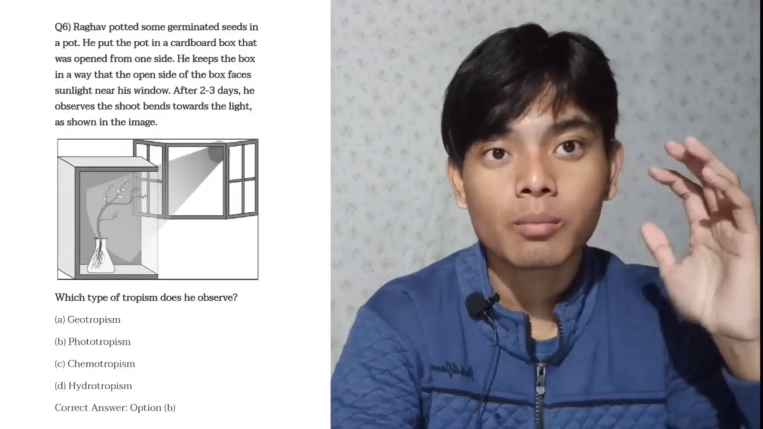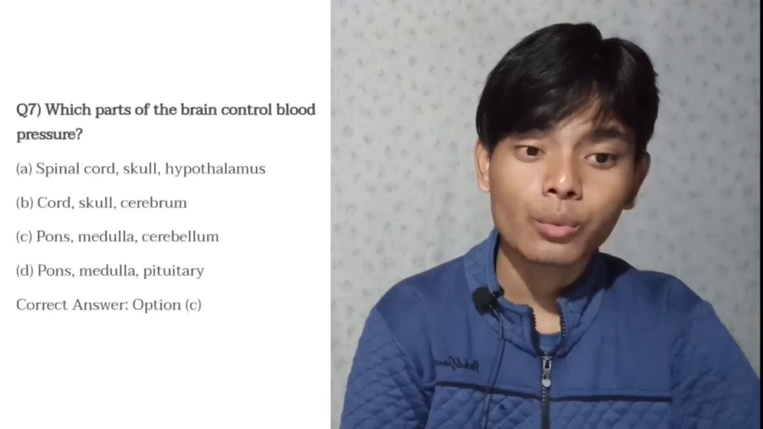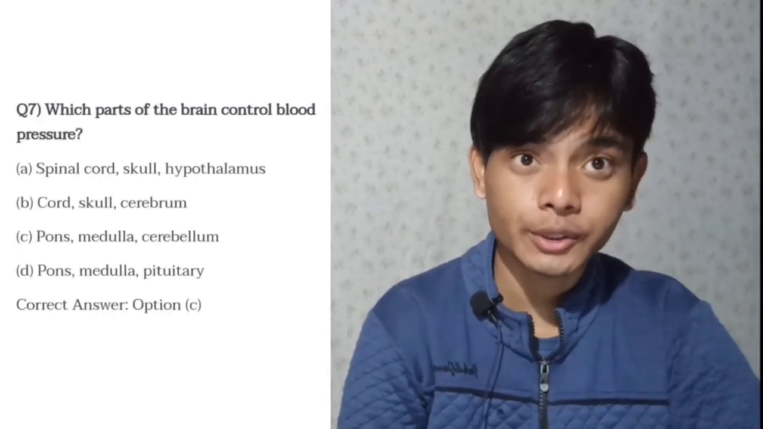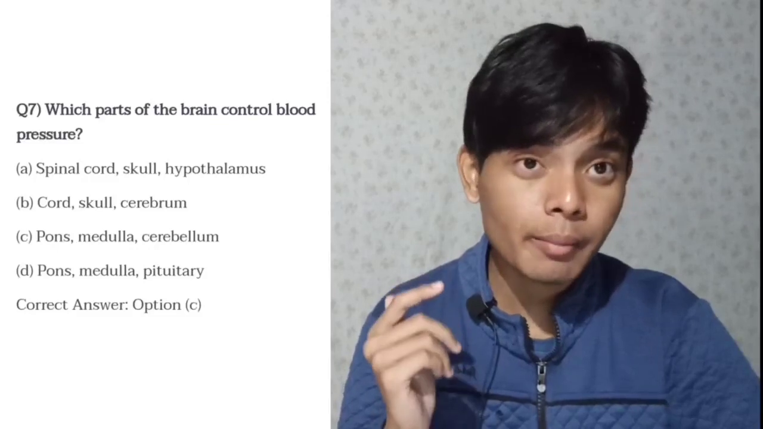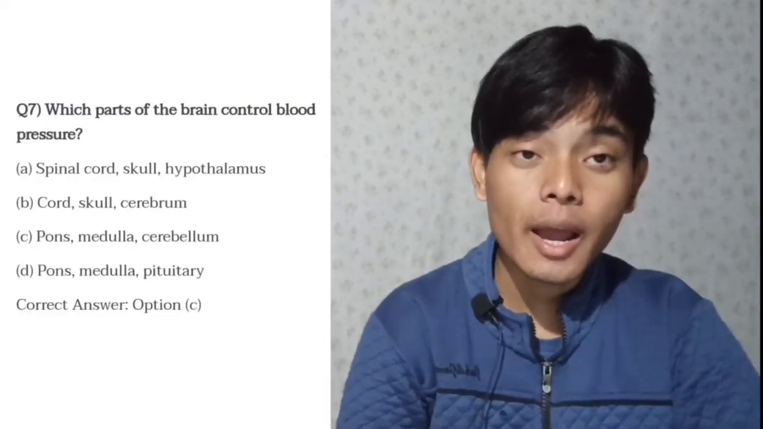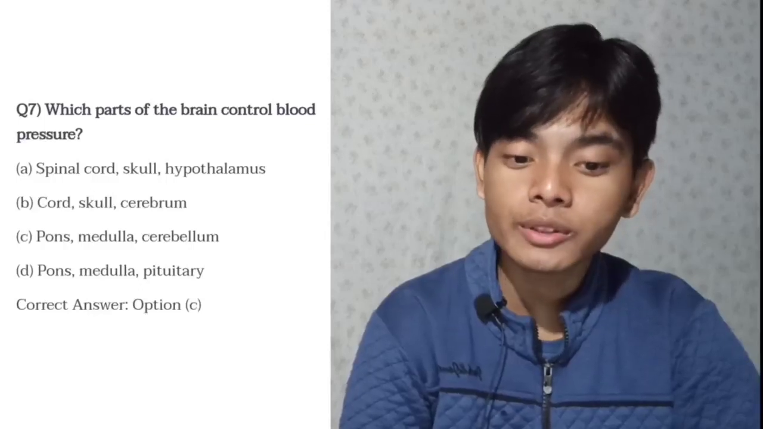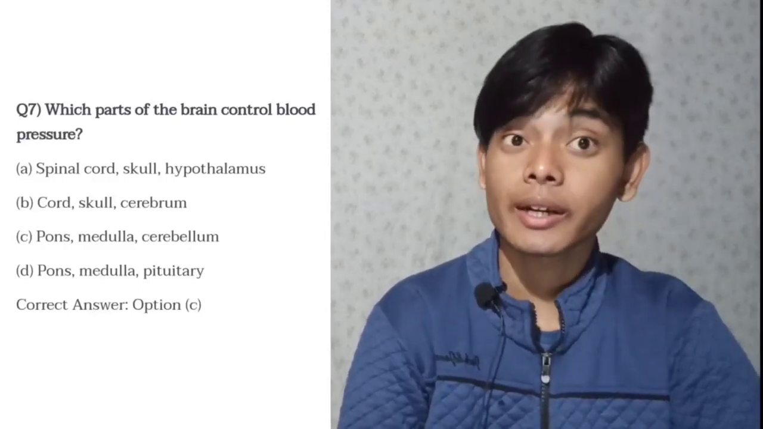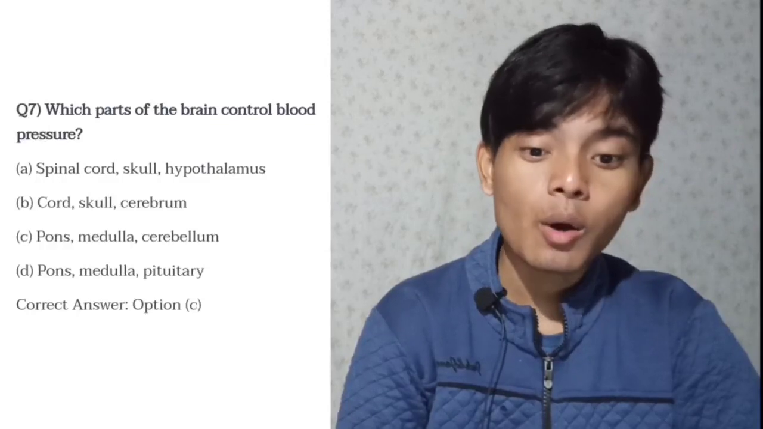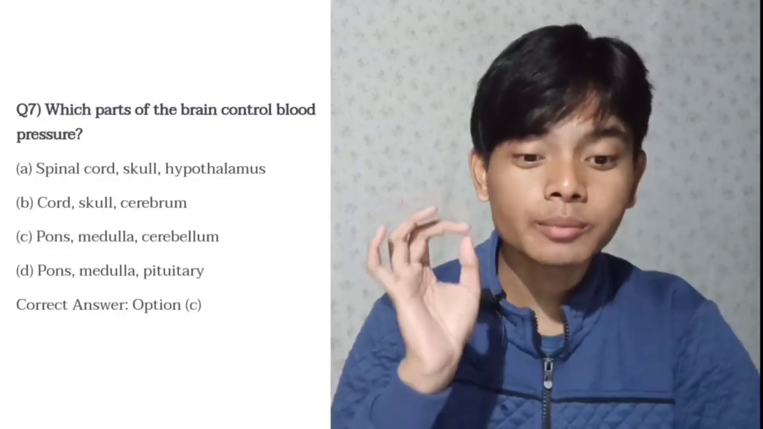The movement of plants towards light is called phototropism. Next question: which part of the brain controls blood pressure in our body? A is spinal cord, skull, hypothalamus. B is cord, skull, cerebrum. C is pons, medulla, cerebellum. D is pons, medulla, pituitary. So your correct answer is option C, pons, medulla and cerebellum.